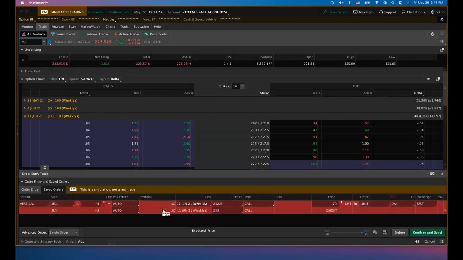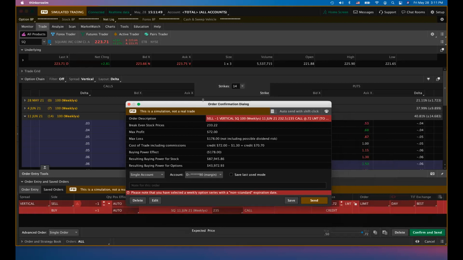All right, so I am going to sell just one for this example. It looks like I can get 71 cents of premium by selling that 232, 235. If I do a confirm and send, let's look and see what the profit and loss scenario looks like. My maximum profit on one contract is $72. My maximum loss is $178, and that is calculated by the width of the spread minus the premium that I am receiving.